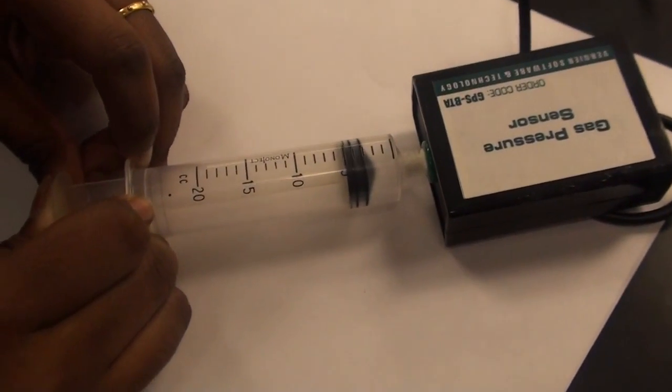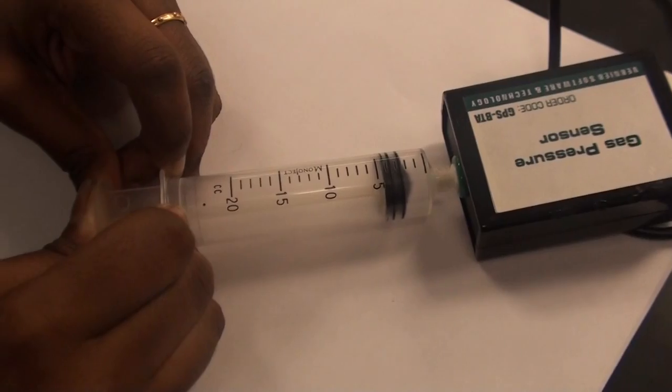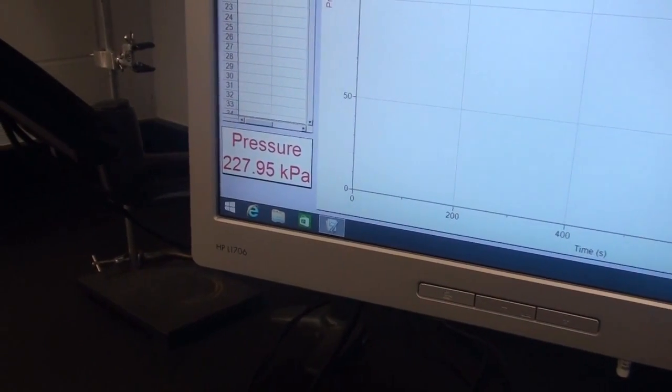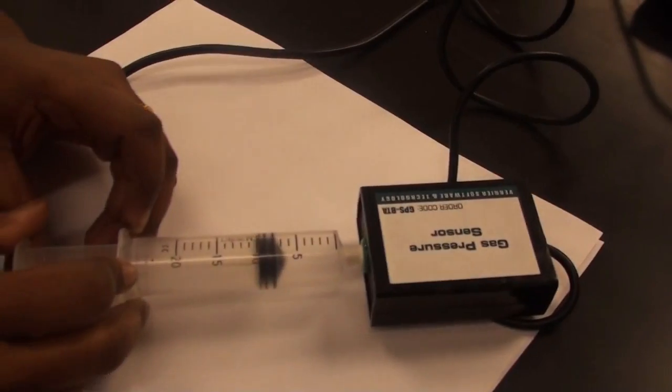Here, when my partner is pushing to 5 milliliters and 2.5 milliliters, there's resistance acting on her from the syringe.